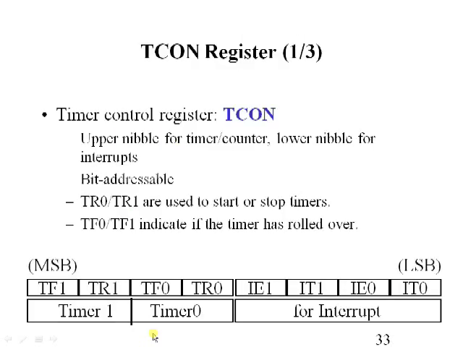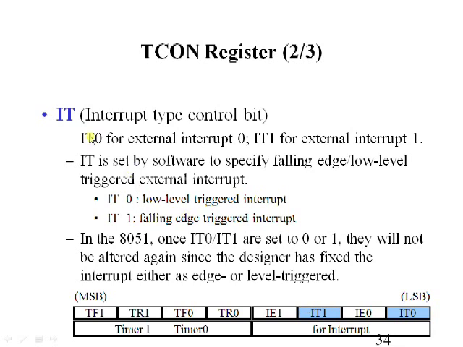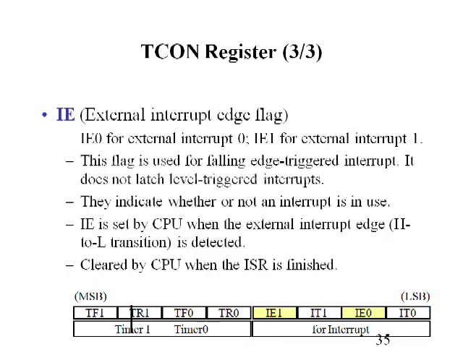Okay. Now let us see those bits, the IE and IT bits in this TCON register, and these are related to the interrupt bits. Now here IT0 is for external interrupt 0, IT1 for external interrupt 1. This particular bit is set by software for specifying falling edge or low level triggered. If it is 0, it means low level triggering. If it is 1, then it means you are going with falling edge. Now the IE bits are used for representing the status of the falling edge interrupts.